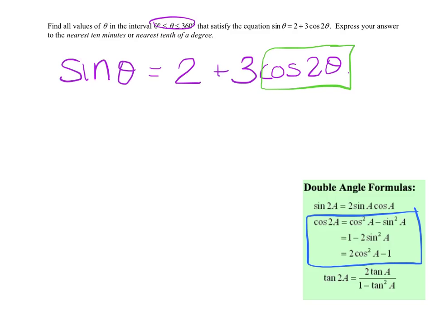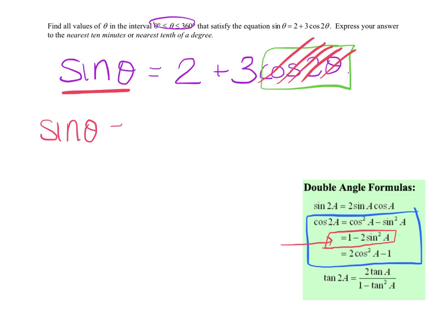So my idea was that if I were to take this double angle of cosine out, the only trig function I see is sine. So out of my 3 options, I'm going to pick the one that only deals with sine. So I'm going with this choice. Hopefully you did the same. So I've got sine theta equals 2 plus 3. And now notice I'm replacing this, so I'm using the quantity, or parentheses, 1 minus 2 sine squared theta.